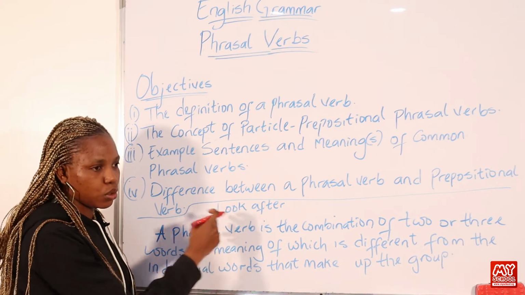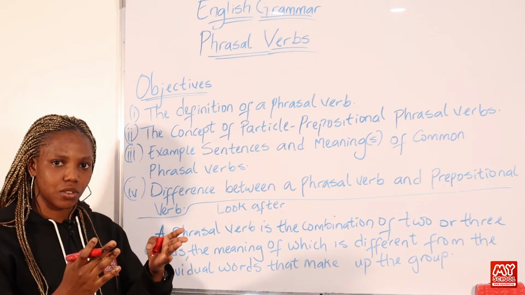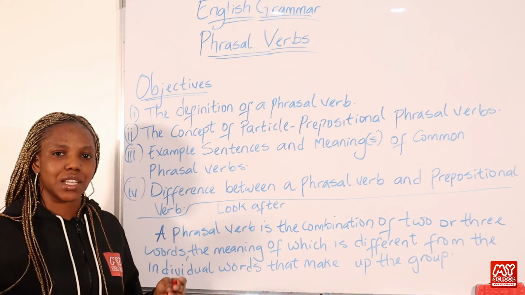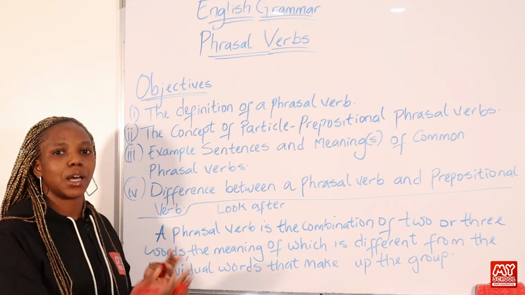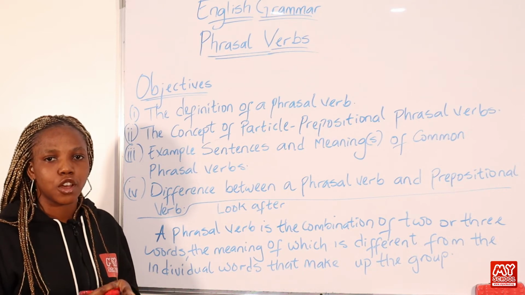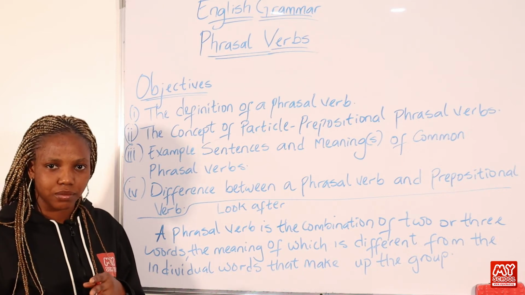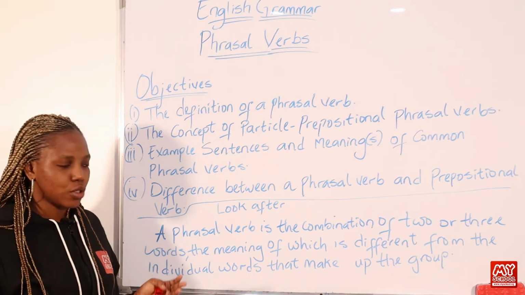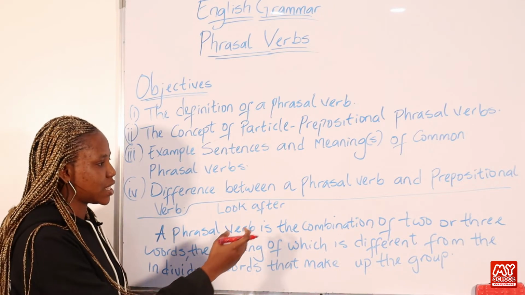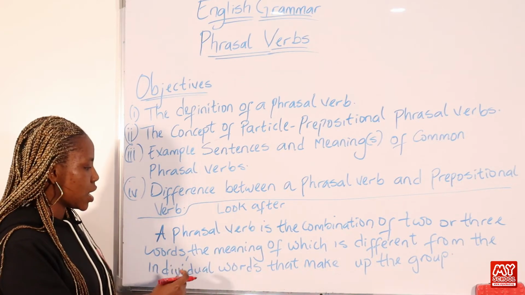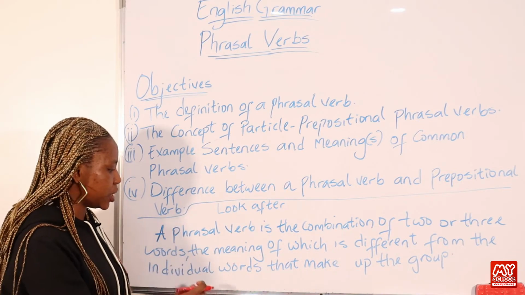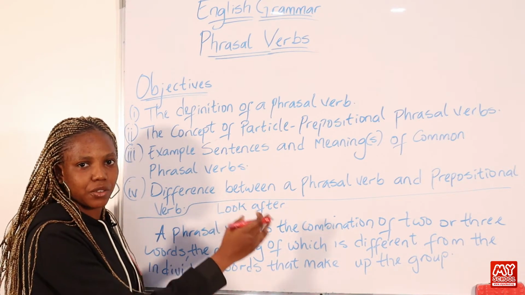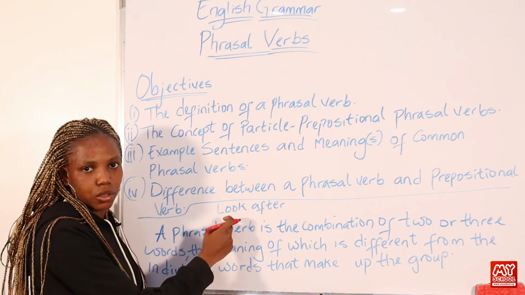Now, when you say look is to fix your eyes on something, okay? And when we look at after, we look at, okay, something that comes next. But then that's not what look after means. Look after as a phrasal verb means to take care of someone or something. That is to look after. But here it is a phrasal verb. So that's why we say a phrasal verb is the combination of 2 or 3 words, the meaning of which is different from the individual words that make up the group. So the meaning is different from the individual words.